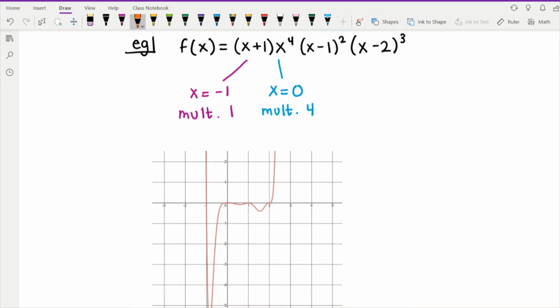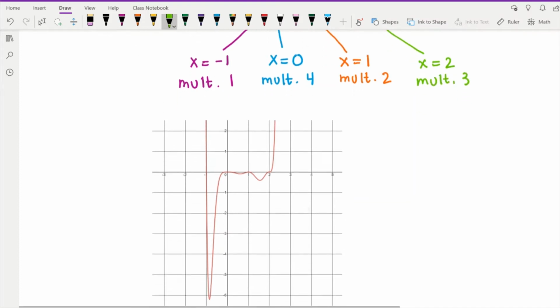Then we have (x minus 1) squared is equal to 0. That would tell us x is equal to 1. And what's the multiplicity in that case? It appears twice, so it's multiplicity 2. And then finally, we have (x minus 2) cubed is equal to 0. That would mean that x is equal to 2, and that has multiplicity 3.